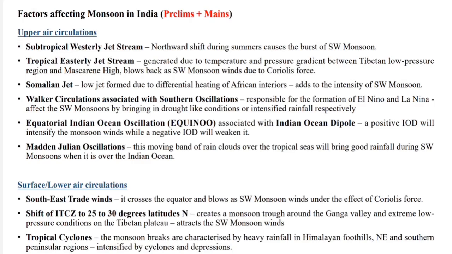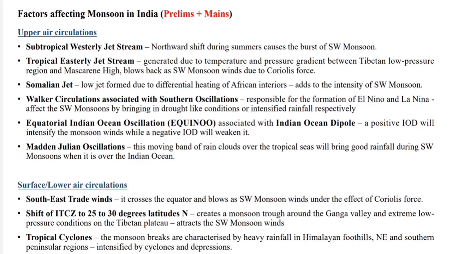Then we have the Walker circulations associated with the El Nino. Next we have the Equino or the atmospheric circulations that are associated with the Indian Ocean dipole. We also have the Madden-Julian oscillations that are responsible for variation in monsoon in India.